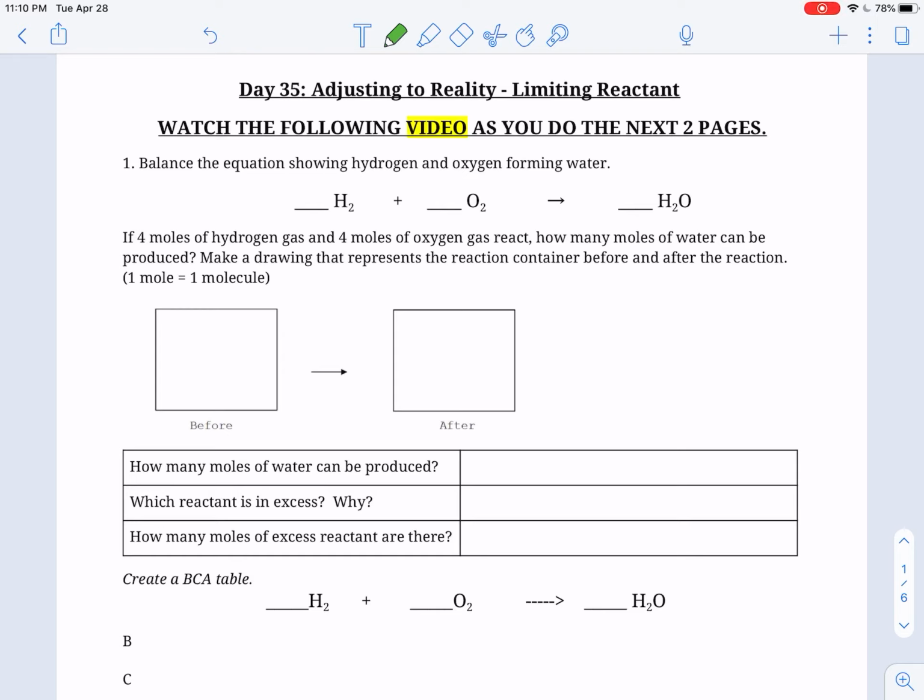So you could have like 25 loaves of bread, but if you only have 4 pieces of cheese, you're only making 4 sandwiches, all right? So then cheese would be the limiting reactant, okay?